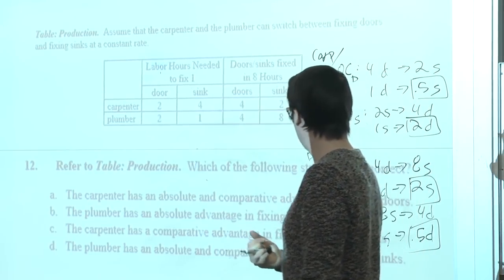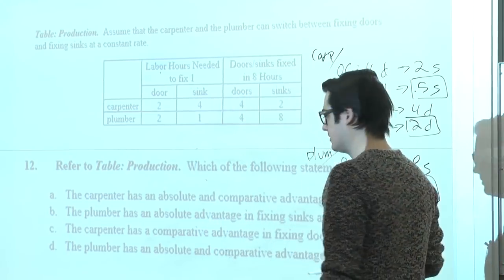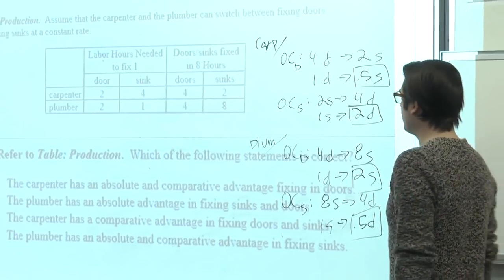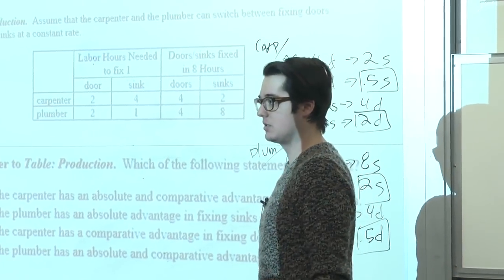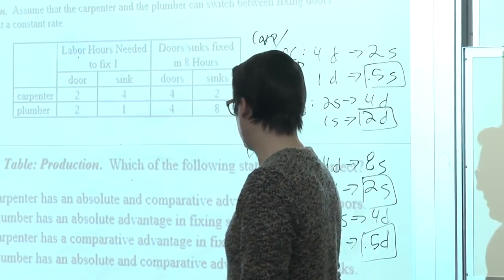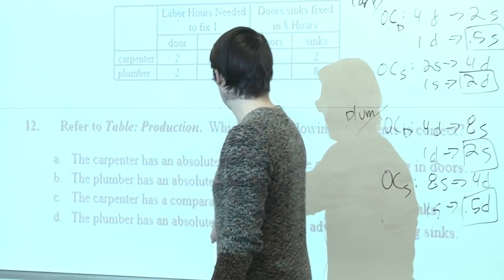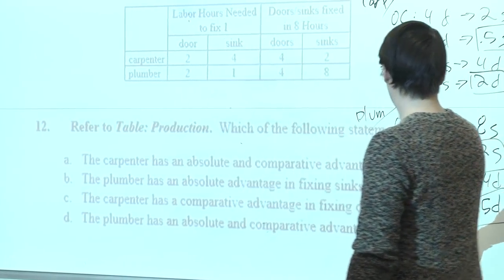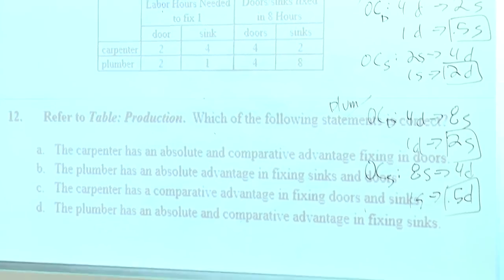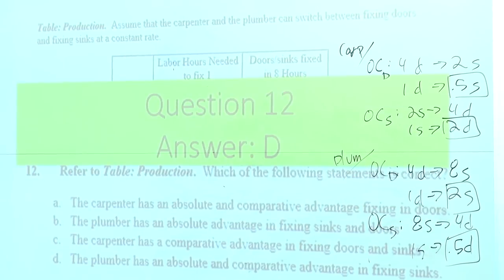Who has a comparative advantage in sinks? The plumber does. Yeah, his opportunity cost is 0.5 doors, whereas the carpenter's opportunity cost is 2 doors. Okay, so let's see which of these is right then. The plumber has an absolute advantage in sinks and a comparative advantage in sinks. Right, D. Does that make sense?